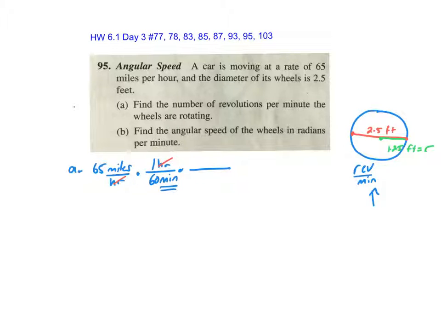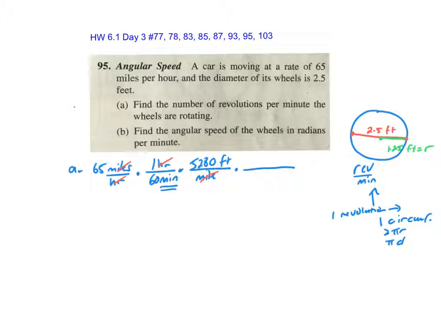Let's get from miles to feet only because the diameter and radius are given in terms of feet. So in 1 mile, there are 5,280 feet. And now we no longer have miles, but we have feet per minute. And then the key conversion here is to go from feet to revolutions. And for that, we're going to use the idea that in 1 revolution, the wheel travels 1 circumference, which is 2 pi r or pi d.